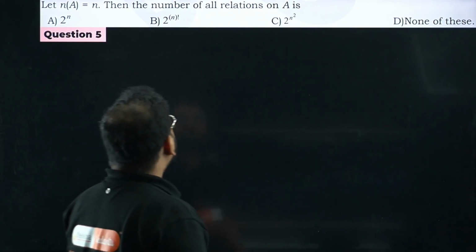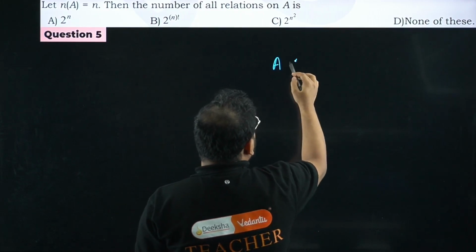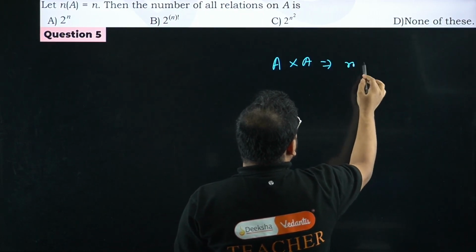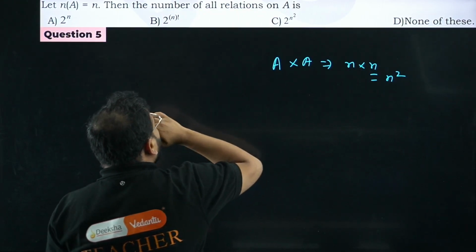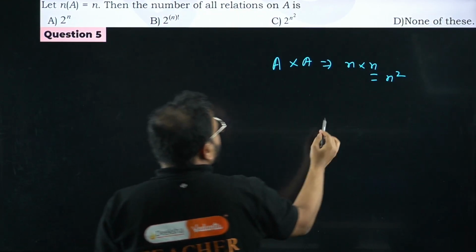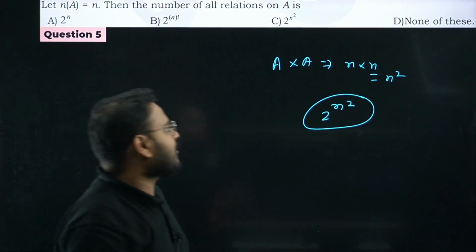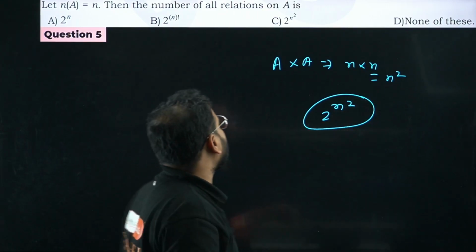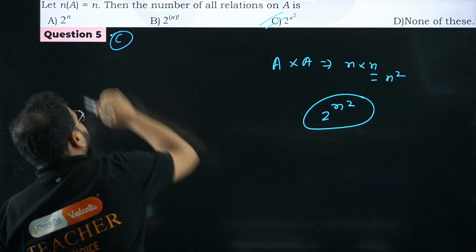The number of elements is given as n. The number of all relations: if you're writing set A to A, you'll have n times n relations, so n square. Now you're looking for the number of all relations, right? It will become simply 2 power n square, no? It's 2 power n square. What is the answer? Option C is correct. Please check. Option C is correct.